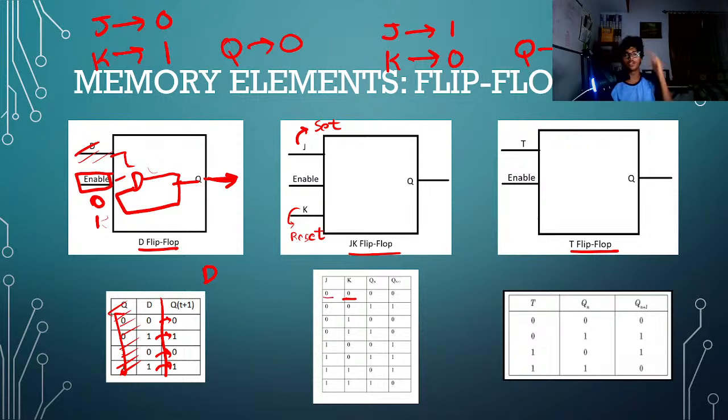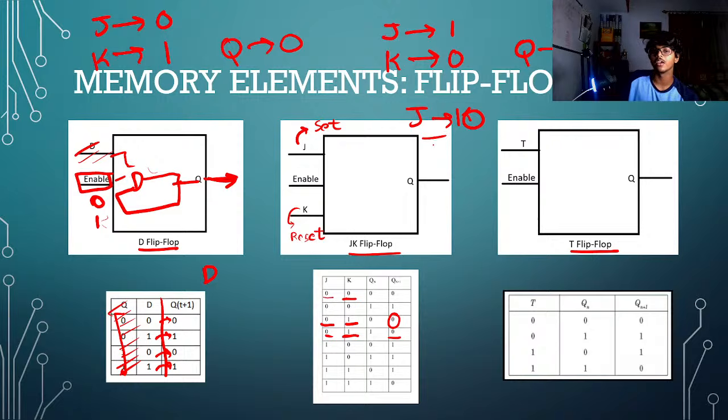Got it? You can observe that in the truth table as well. If J is 0 and K is 1, Q becomes 0. In this configuration, it doesn't matter what the previous Q is, it just resets.